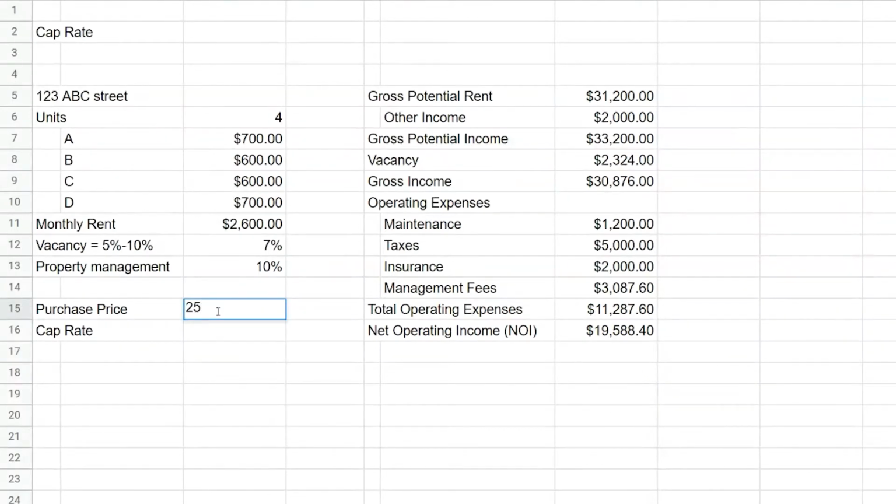So let's say this fourplex equals, you bought it for $250,000, or you bought it running off our numbers. We bought it for $200,000.